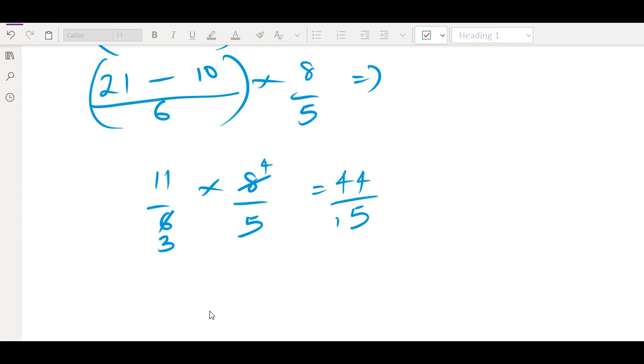2 into 6, 2 into 8 is 4, plus 2, plus 4 over 5. How many 15 do you have in 44? 2. How many? 2. 2 15s is what? 30. 44 minus 30 equals 14.